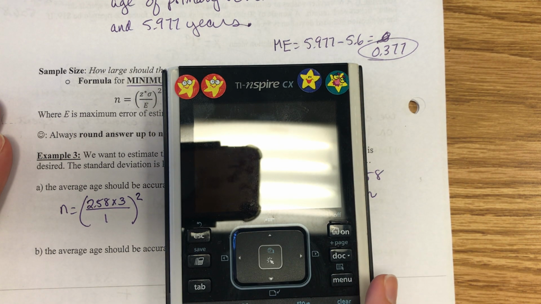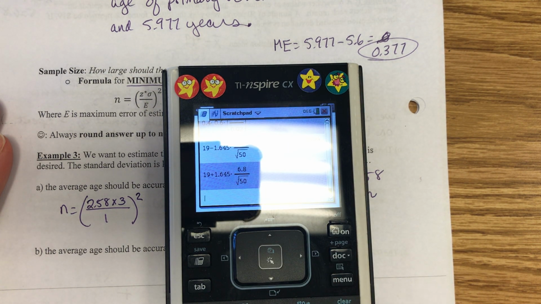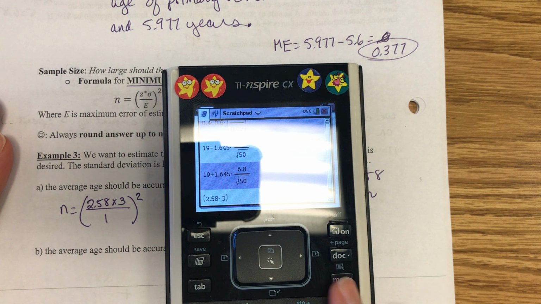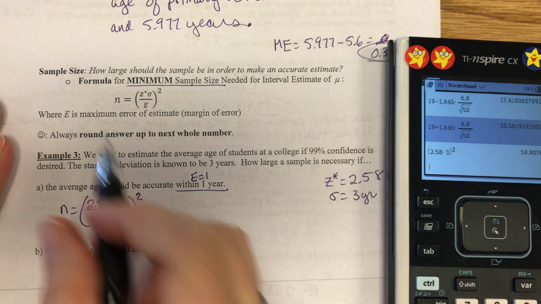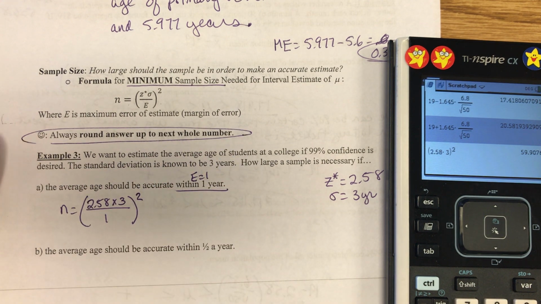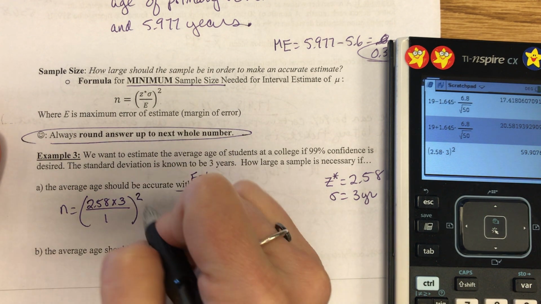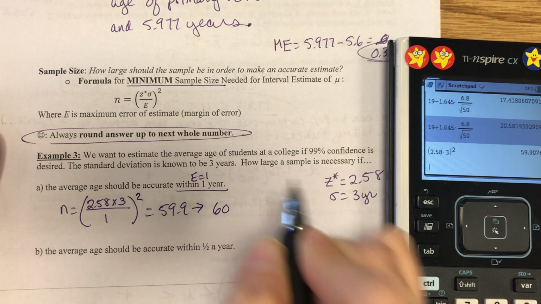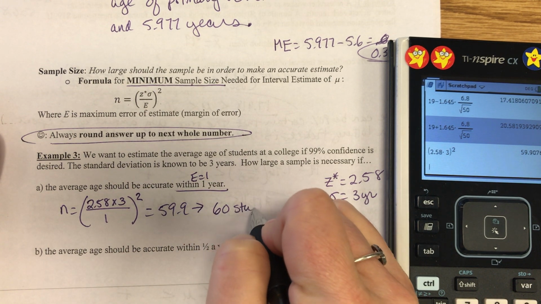So when you put this in your calculator, we're going to have 2.58 times 3. I didn't put divided by 1. Well, we could, but we don't really need to because it's 1. And then we're going to come outside the parentheses and we're going to square it. We're going to get 59.9. Same exact idea: we always round up to the next whole number, no matter what that decimal was. So 59.9 goes up to 60 students.